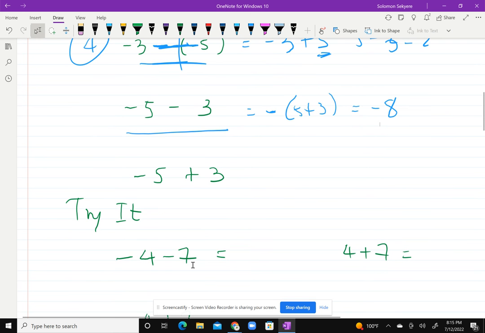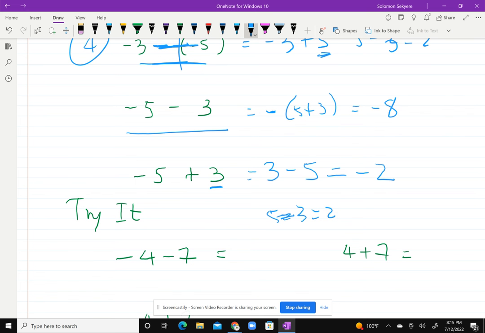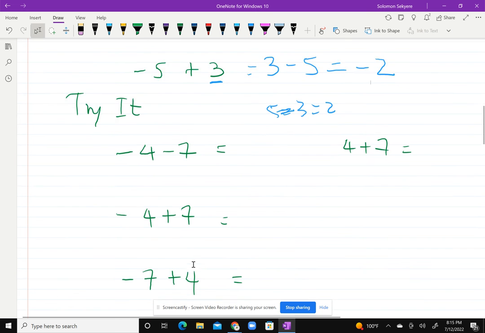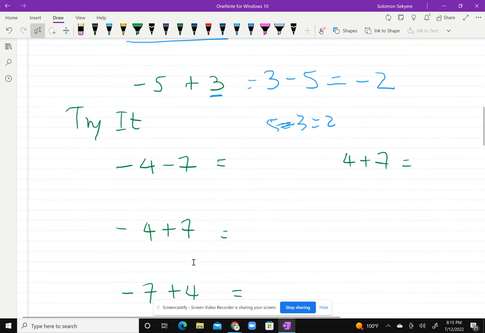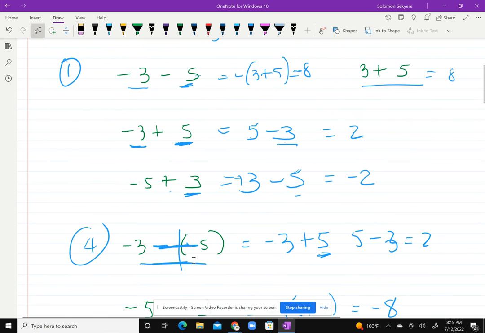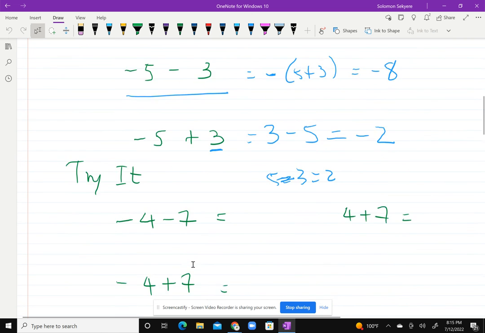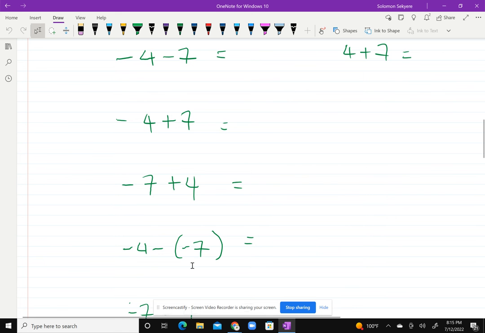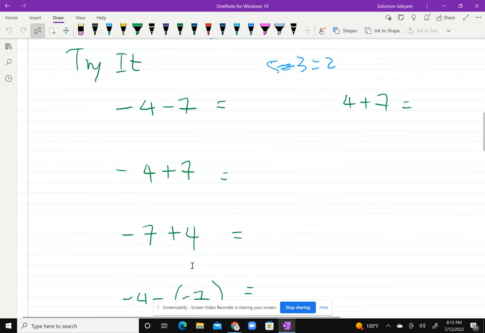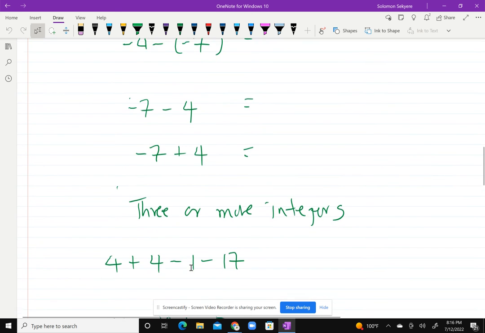So I need you to pause the video and review all these. What is negative 5 plus 3? You write your positive number first, 3, and bring your negative number next. Since 5 minus 3 equals 2, 3 minus 5 will be negative 2. All right, so I want you to try it. Review everything I've said, understand it, look at the answers, and then come and practice with all these. Answer first before you watch the rest.